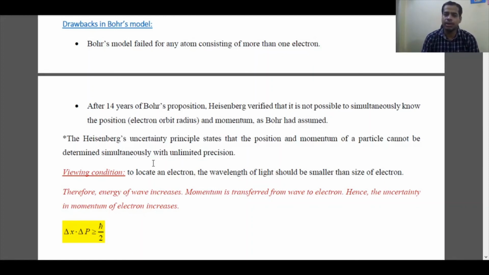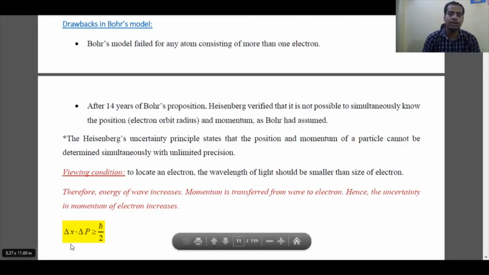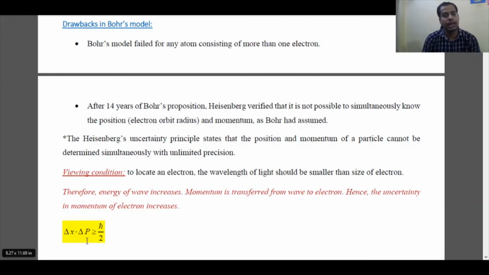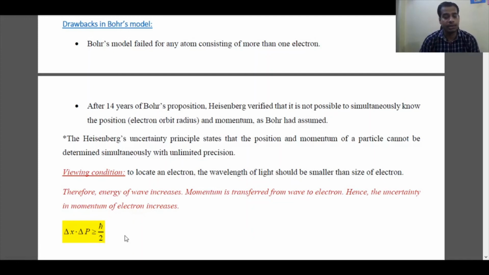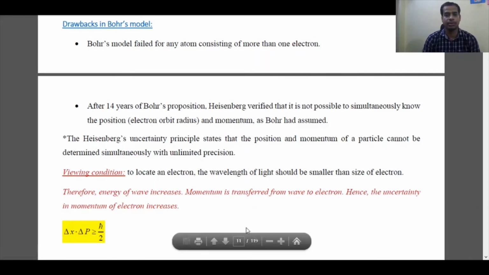So there must be some uncertainty associated, and Heisenberg proposed that the product of uncertainties in position and momentum is greater than or equal to h bar over 2. h bar is h by 2 pi, so h by 4 pi also I can say. We'll discuss more about Heisenberg's uncertainty principle in subsequent lectures.